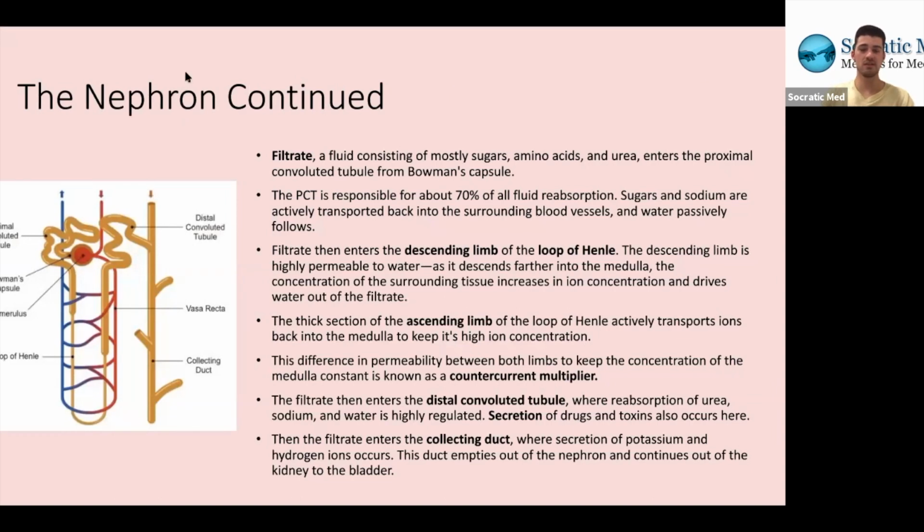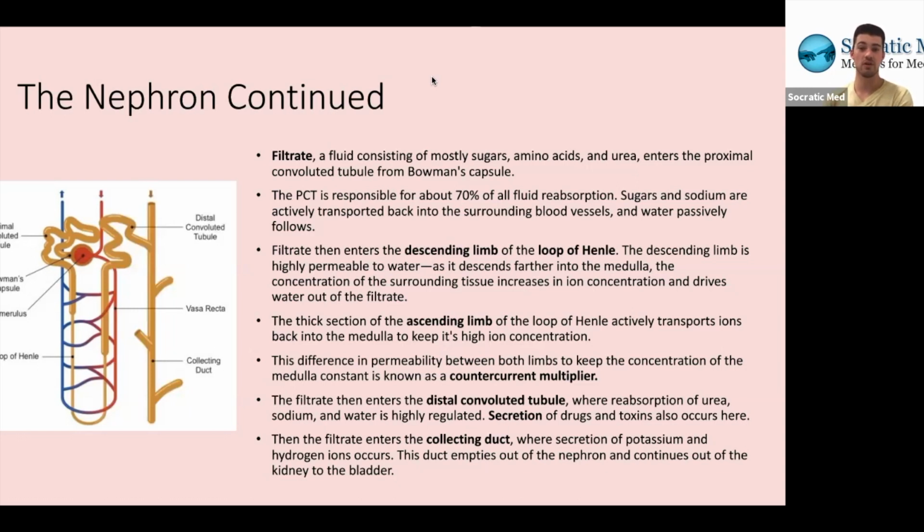So the nephron, continued. Filtrate, as I mentioned before, is the fluid that leaks into Bowman's capsule and goes through the entire lumen, this whole loop. It's a fluid consisting mostly of sugars, amino acids, and urea, and it enters the proximal convoluted tubule from Bowman's capsule.